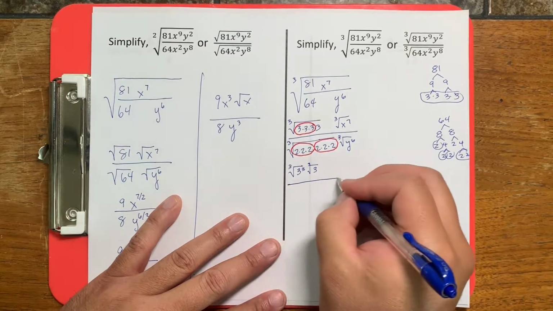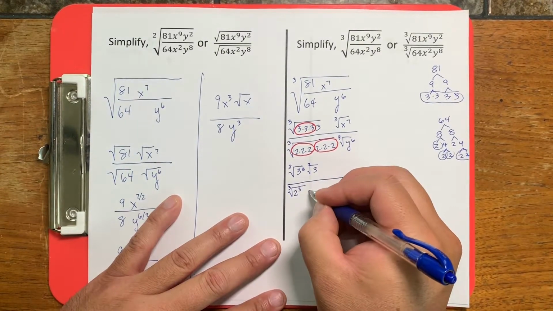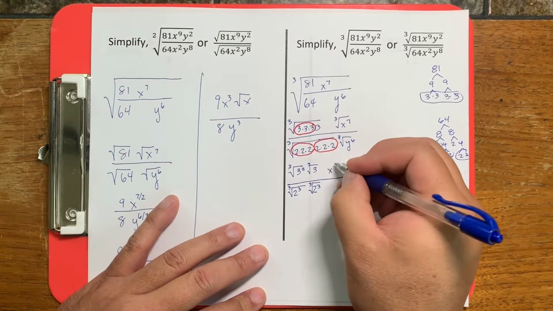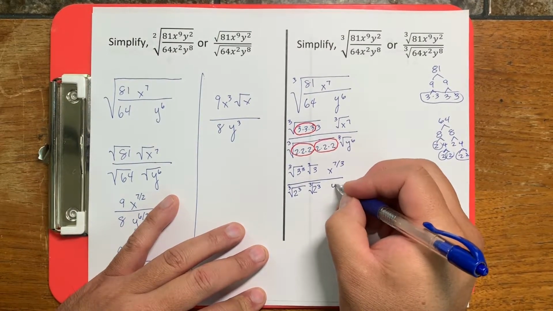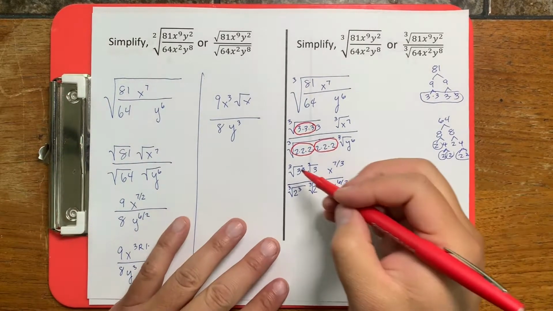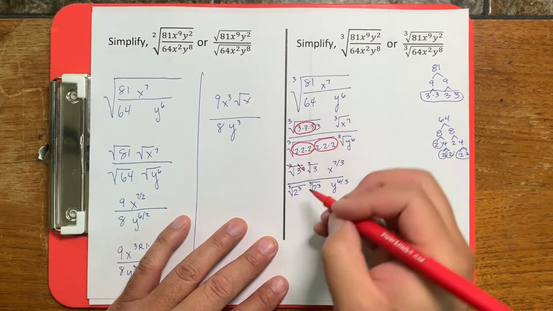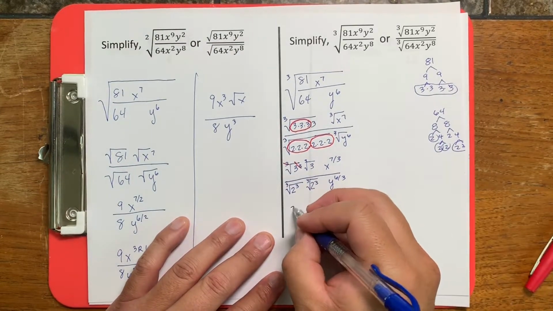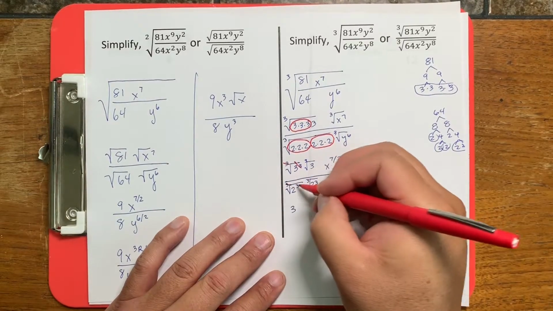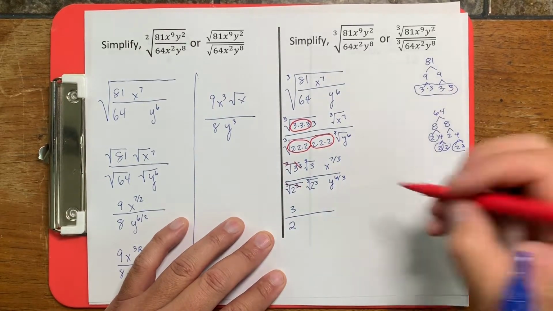On the bottom, I have 2 cubed, and then we have x to the 7 divided by the index, and y to the 6 divided by the index. Now, when the index and the exponent are the same, they cancel each other out. So this just turns into 3. Same over here, when the index is equal to the exponent, you can just pull that out. And same thing here also.